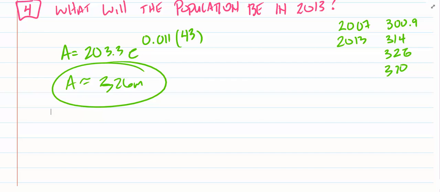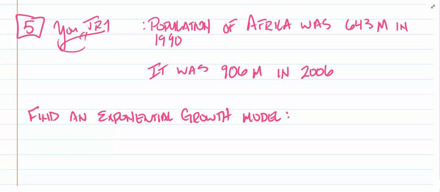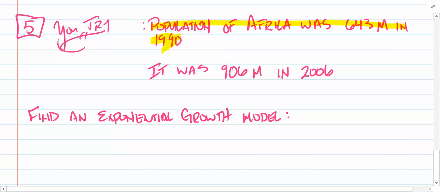All right, here's the official Try. Let me set it up for you so you understand what's being asked of you. The population of Africa in the year 1990 was 643 million people, according to some data that we have. In the year 2006, it was 906 million people. I would like you to find an exponential model to model the data between the years of 1990 and 2006.